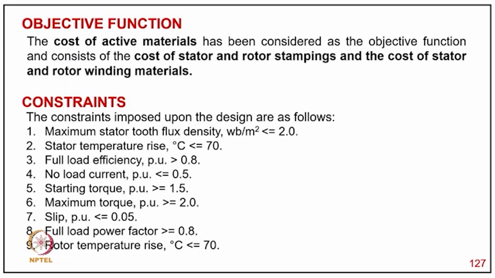So now coming to the objective, the cost of active material has been considered as the objective function, consisting of the cost of copper of stator and rotor, lamination, and stator and rotor iron. Constraints have been like maximum stator flux density, usually 2 Tesla, and stator temperature rise 70 degrees Celsius, which depends on the type of insulation. Then full load efficiency, no load current, typically 0.5 per unit, starting torque around 1.5 per unit, maximum torque not less than 2 per unit, slip not more than 0.05 per unit, full load power factor not less than 0.8, and temperature rise not more than 70 degrees Celsius.